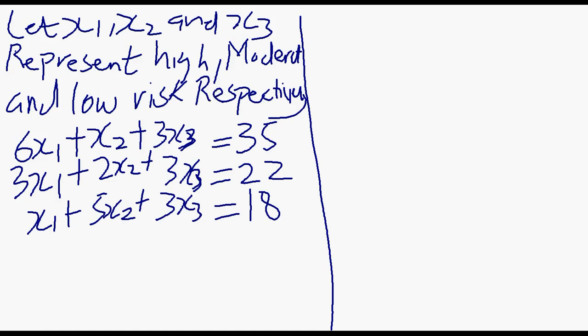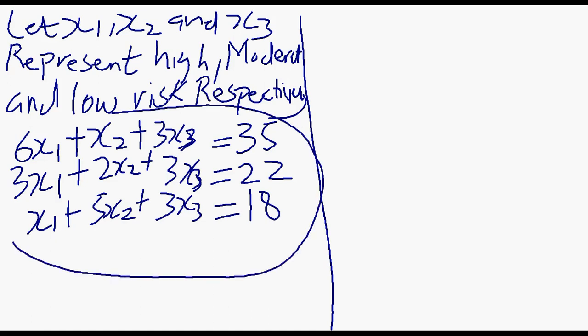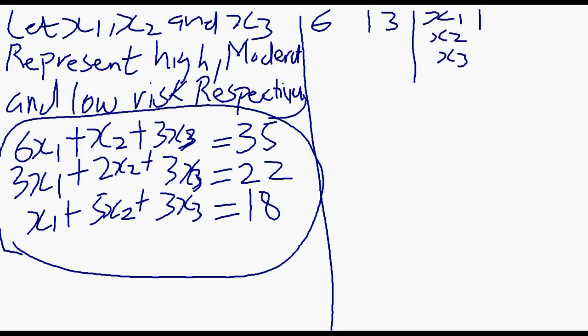All right. So now this is how it will look when we bring them out. So now we have to augment it. So if we are augmenting 6, 1, 3, x1, x2, x3, 35, 22, and 18.